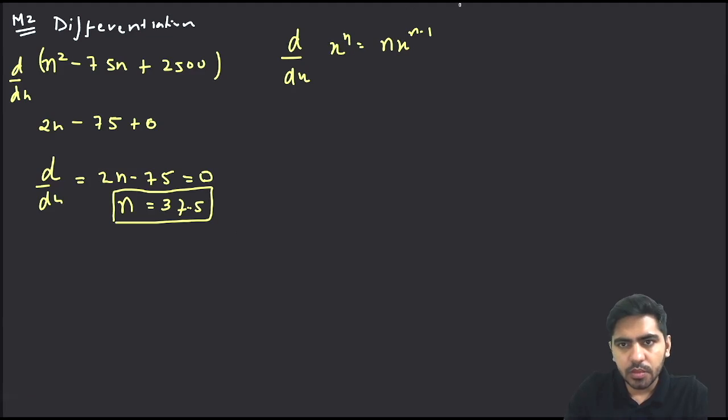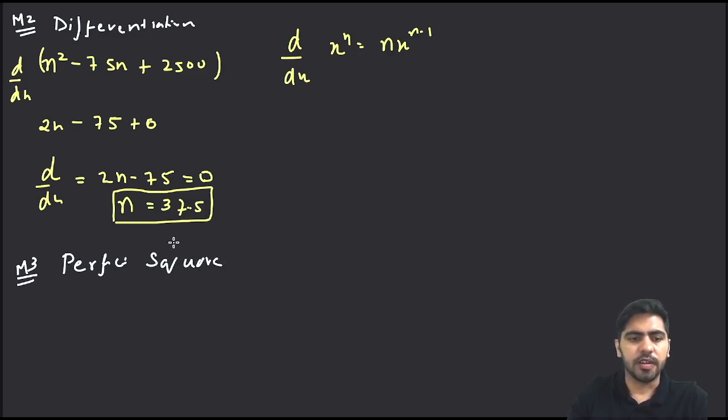Another way to get this minimum value of n from a quadratic is by making it a perfect square. So how do we make a perfect square? Let's understand that. For making it a perfect square, we have n square minus 75n plus 2500. For making a perfect square, we add and subtract the square of half of the coefficient of n. So half of the coefficient of n is nothing but 37.5.